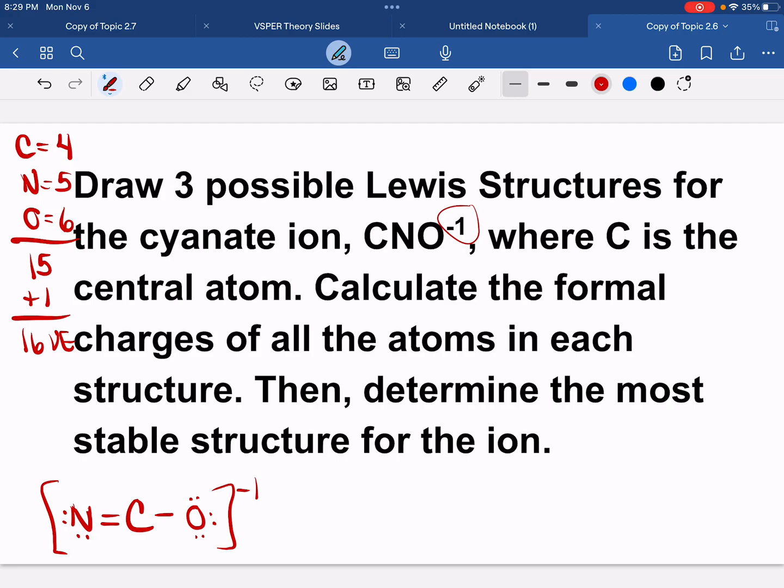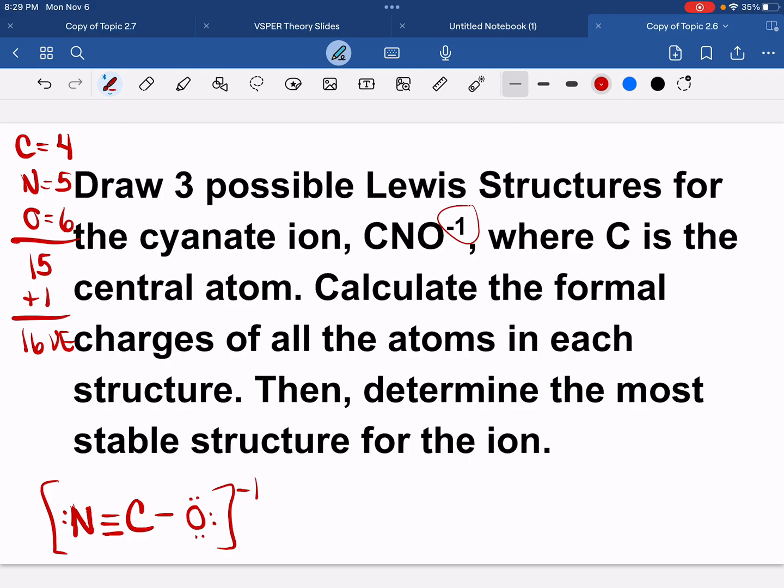Notice the carbon doesn't have enough right now. And so I'm going to take one more. And I always erase half of my atom when I do that. I need to get better. And I'm going to put in a triple bond. All right, so this is my first Lewis structure. I've used 2, 4, 6, 8, 10, 12, 14, 16.